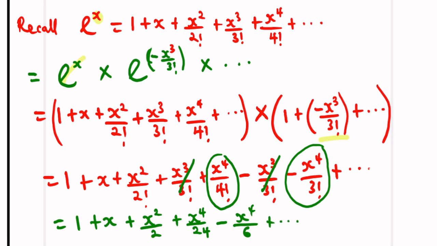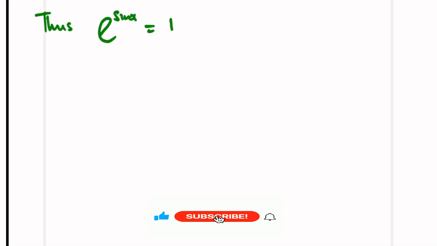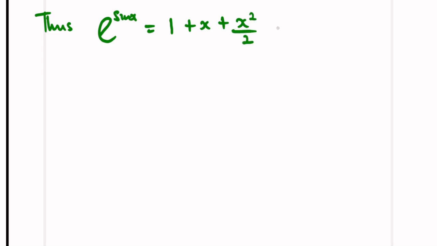Now, this leaves us with 1 plus x squared over 2 plus x raised to the power 4 over 24 minus x raised to the power 4 over 6. When we simplify that, it gives us x raised to the power 4 over 8. So exponential sine x is equal to 1 plus x squared over 2 minus x to the power 4 over 8 plus dot dot dot.